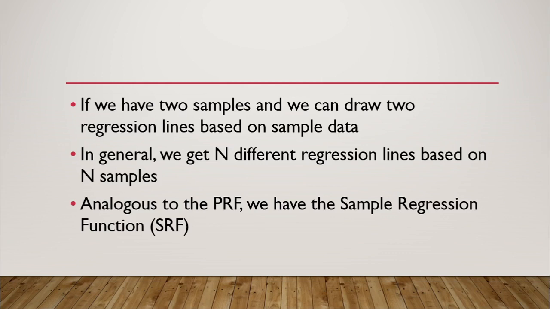When we have two samples, we can draw two regression lines based on information provided by the two samples. In general, we can say that if there are n samples, we can draw n different regression lines based on those n samples. And analogous to the population regression function, we have the sample regression function, SRF. While PRF denotes population regression function, SRF shows sample regression function.